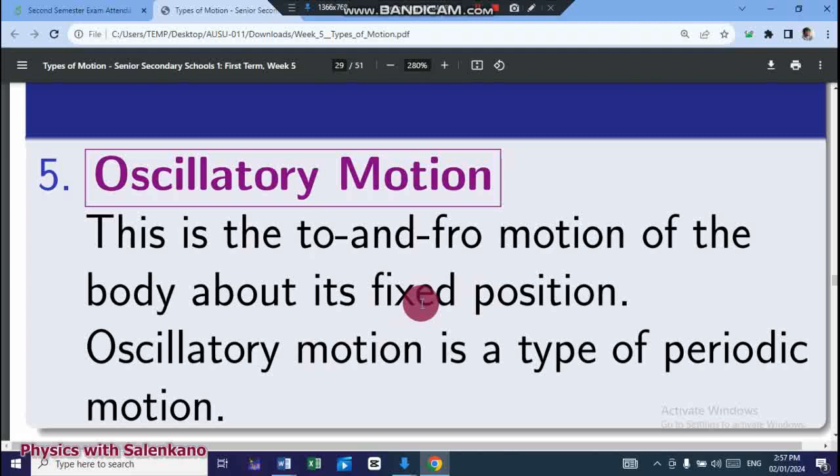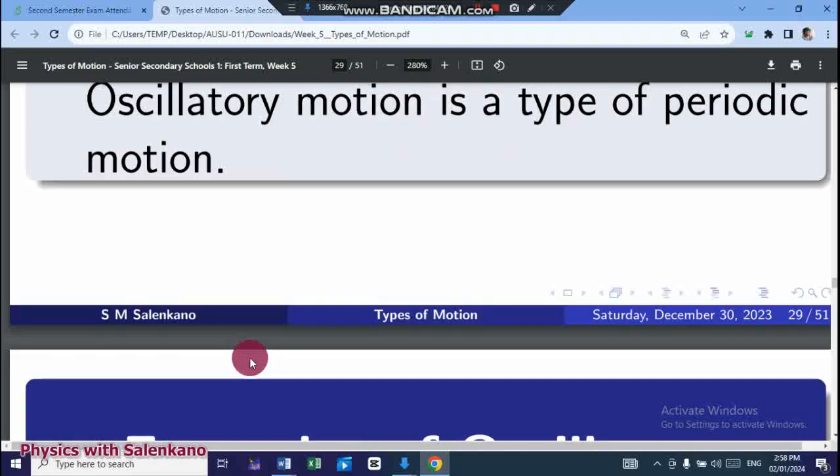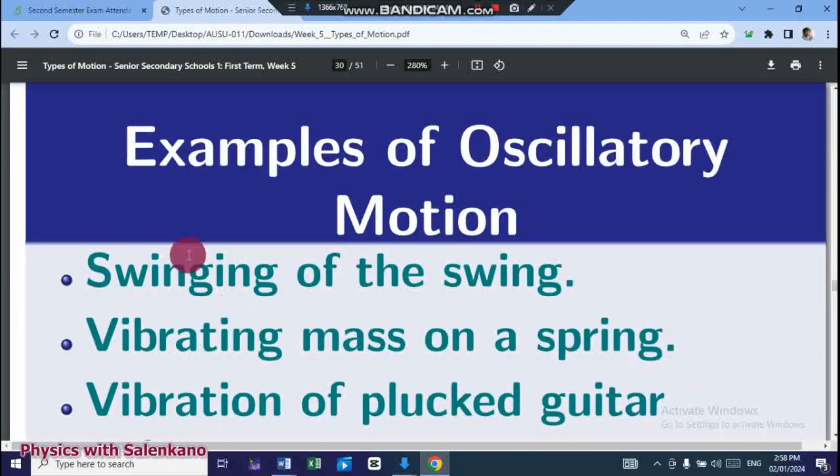it and moves to the right, and then comes back to the fixed position, and then moves to the left and comes back to the fixed position and moves to the right and comes back again. It does that again and again, repeatedly. This is why we said oscillatory motion is a type of periodic motion, because it repeats itself after every given fixed time. We will see the examples and the images.